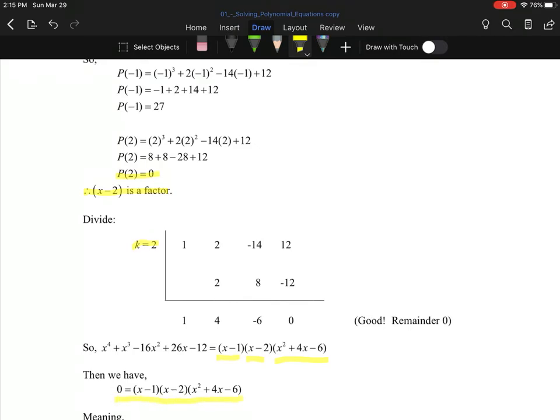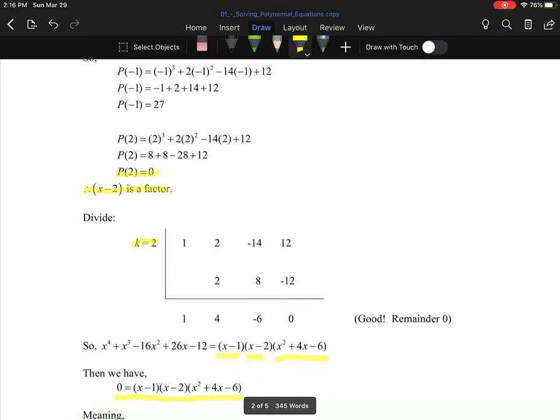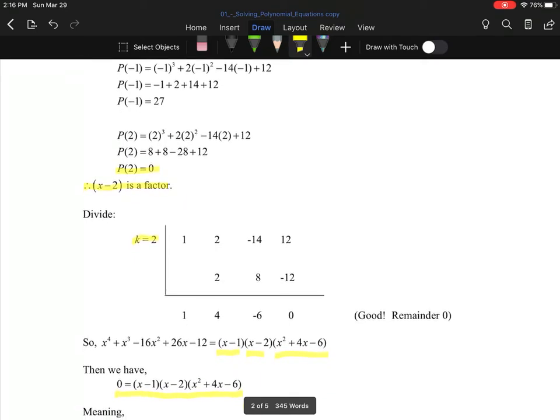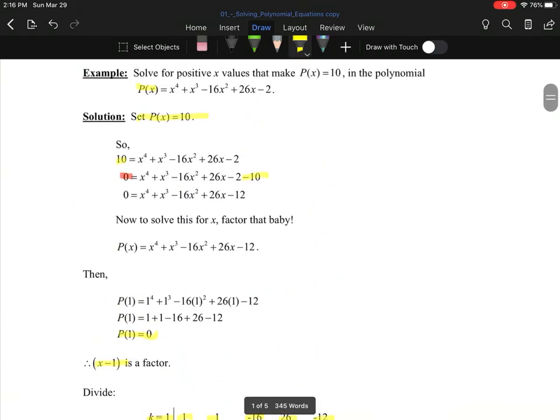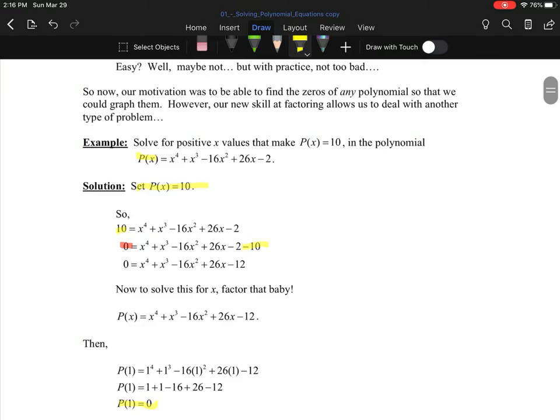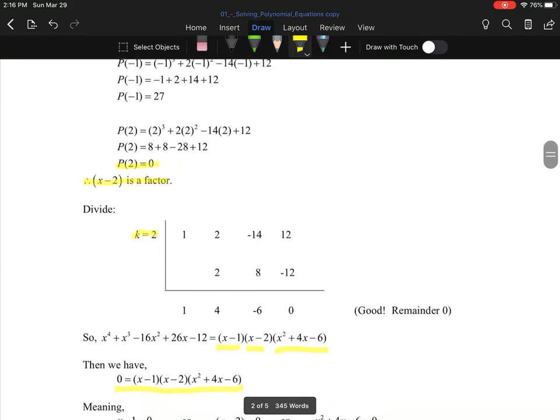I've got 0 equals. That's how it was different than last chapter, is we're solving an equation this time, and so it's 0 equals x minus 1 times x minus 2 times x squared plus 4x minus 6. So now, this is where it's different than last chapter. Last chapter, we just factored that, and then we were done. Here, we're actually going to solve it because it was an equation we were solving. Look back here. We were solving this equation, not just factoring it.